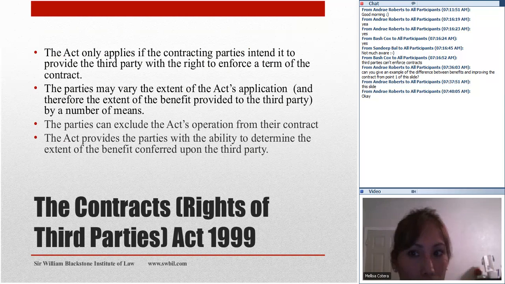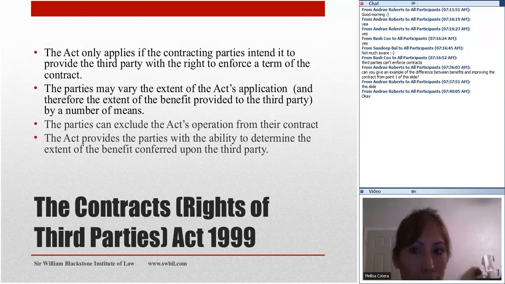The Act only applies if the contracting parties intend it to provide the third party with the right to enforce a term of the contract. Okay? Also, the parties may vary the extent of the Act's application, and therefore the extent of the benefit provided to the third party, by a number of means. For instance, they could provide that the contract could be later varied or rescinded by the contracting parties, what we mentioned before. The promisor can limit or exclude any liability for negligence in the performance of his obligation to the third party.